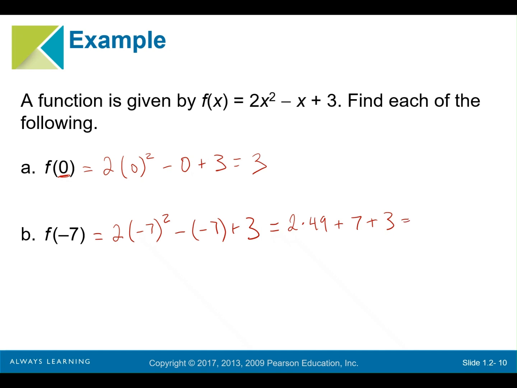which is 2 times 49. I don't think I can do that in my head. I'm whipping out my calculator real quick. 2 times 49 is 98, plus 7 plus 3, 98 plus 7. Well, that is 105 plus 3, and now we have 108. All right, so f of -7 is 108.